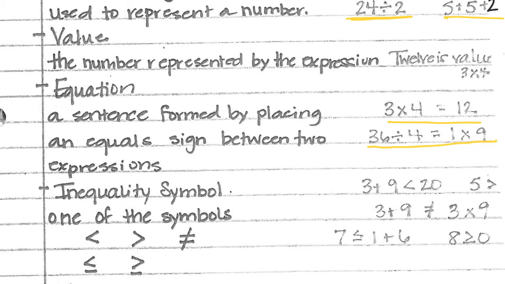An inequality symbol is one of the symbols that you see below, and I'm going to highlight a few of them. This is less than, greater than, less than or equal to, greater than or equal to, and not equal. I know that 3 plus 9 is less than 20. 3 plus 9 is not equal to 3 times 9. 7 is less than or equal to 1 plus 6, and 8 is greater than or equal to 0.